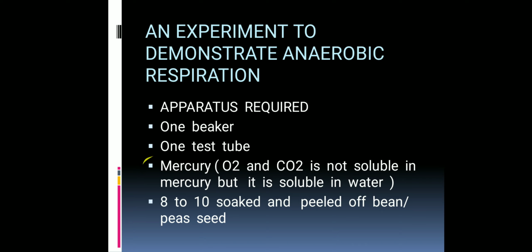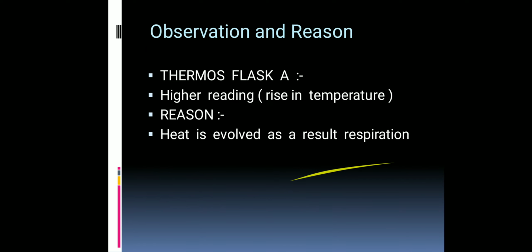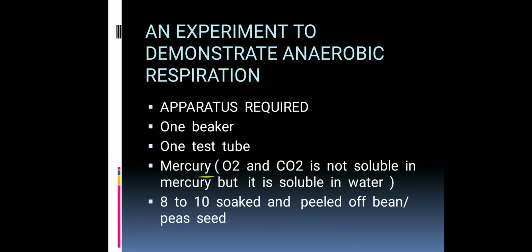Now here a question arises: why do we need to take mercury in this experiment? Since we have to perform an experiment to show anaerobic respiration, we cannot take water in it. Why not? Because water will have dissolved oxygen in it. And in anaerobic respiration, carbon dioxide is produced, and this carbon dioxide will also get dissolved in water. That is the reason we cannot take water in this experiment.